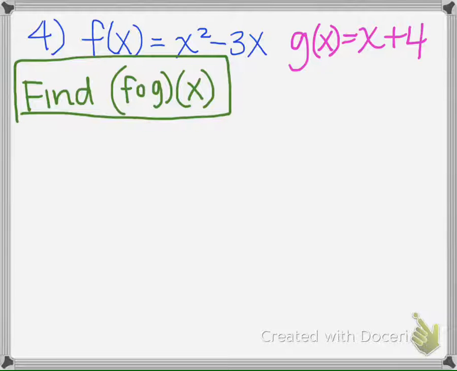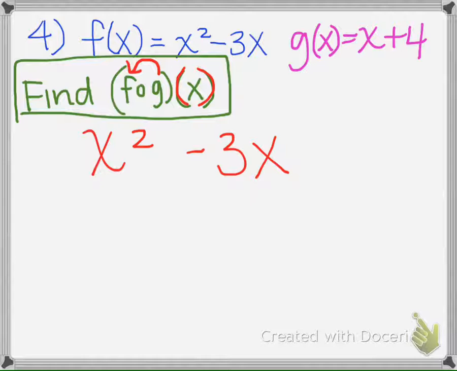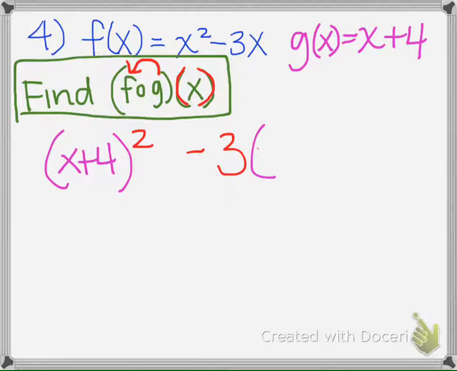In this problem, we are asked to do a function composition. So we are asked to find f of g. What this means is we have to take function g and plug it into function f in terms of x. So we're going to take function f, and wherever there's an x, we're going to plug in function g, which is x plus 4. So wherever there's an x, we take the x out and plug in g.